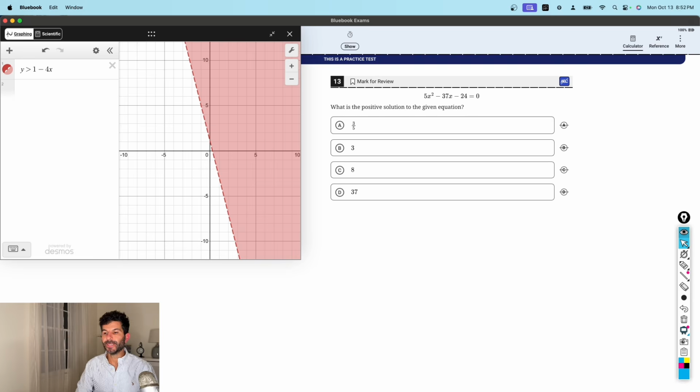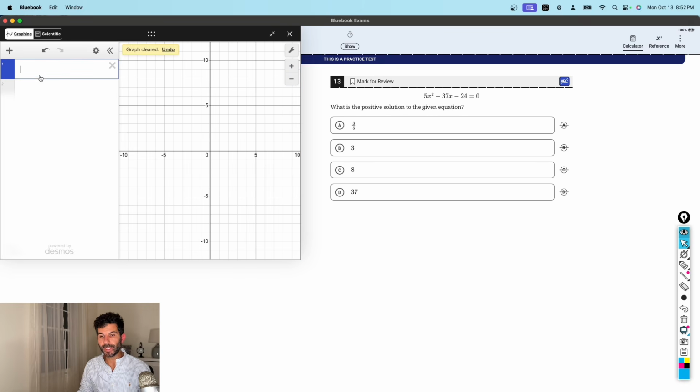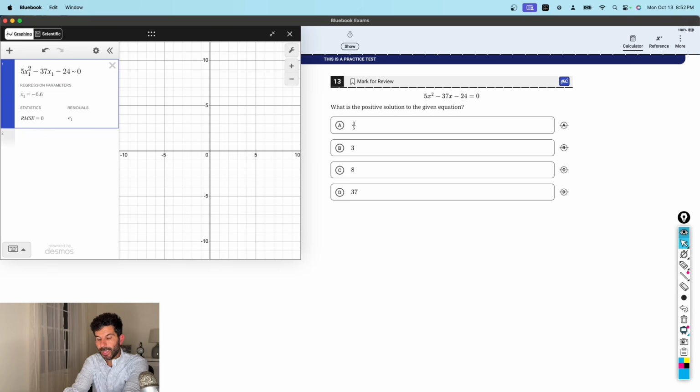Question 13. What is the positive solution to the given equation 5x squared minus 37x minus 24 equals 0? So I want to show you again how to do this using regression. We're going to go with 5x1 shift 6 squared minus 37x1 minus 24. We're not going to use equals, but we're going to use tilde 0. Now, this is something that needs to be discussed here.